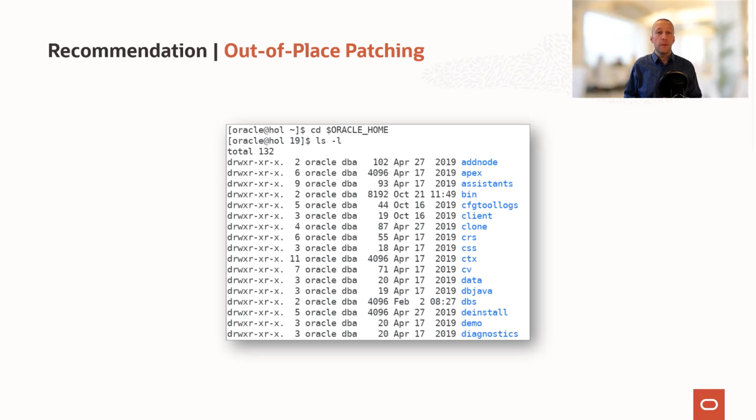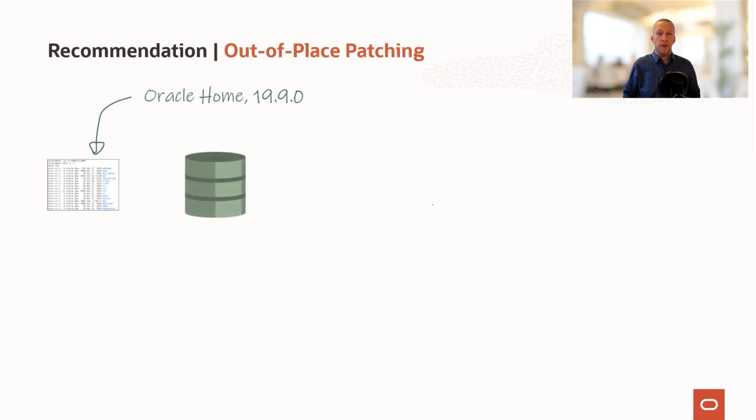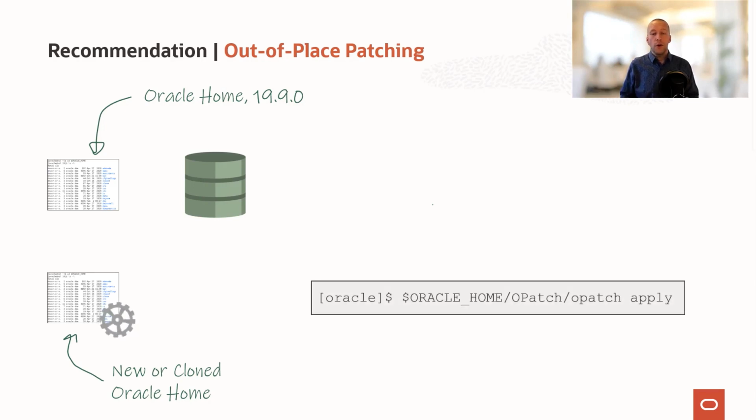Our very clear recommendation is that you do out-of-place patching. What does that mean? Well, imagine that you have your Oracle home. In this case, it's a 19.0 Oracle home, and you have a database running in that Oracle home. What you should then do is provision a new Oracle home, either install it from scratch or clone an existing Oracle home. You then use OPatch to apply the patch to the Oracle home. You can do that without any downtime because there are no databases running in that Oracle home.